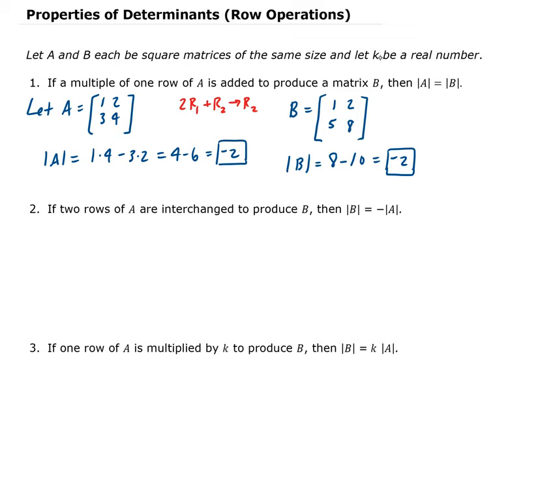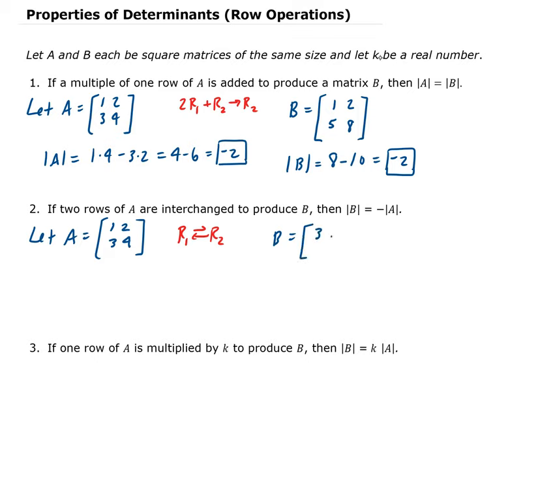The second property says that if you interchange two rows to produce a new matrix called B, then the determinant of B will be equal to the negative of the determinant of A. Again, let's use the same matrix that we did for property 1. So let A be 1, 2, 3, 4. And let's interchange row 1 and row 2.